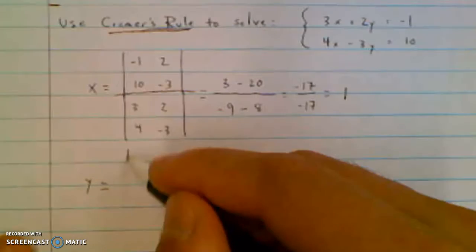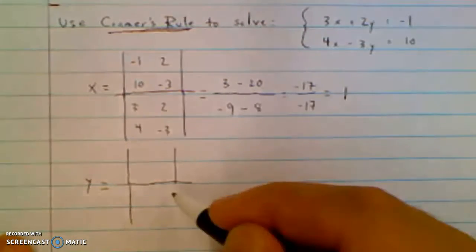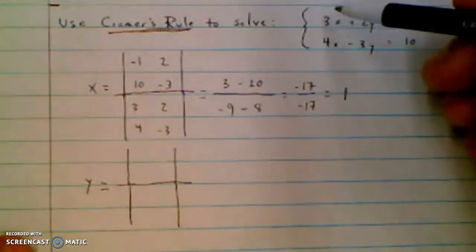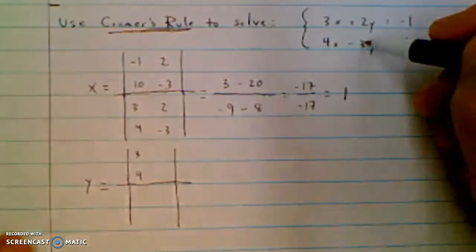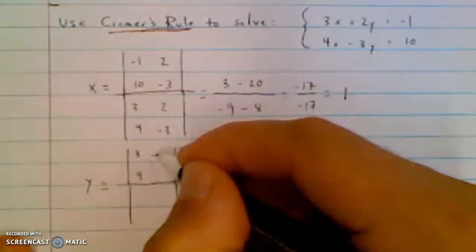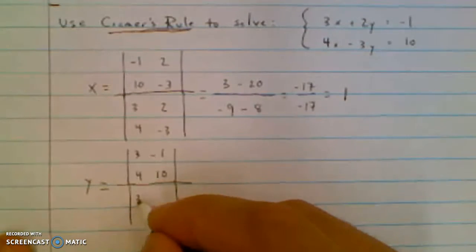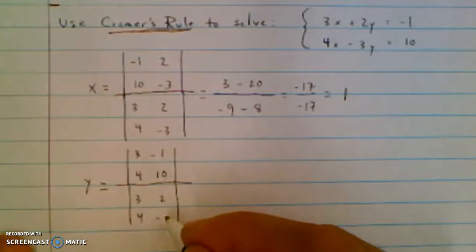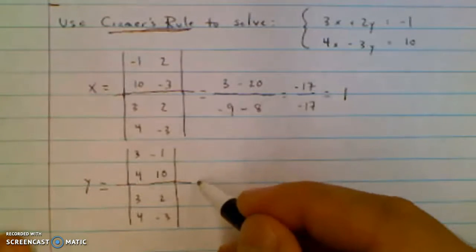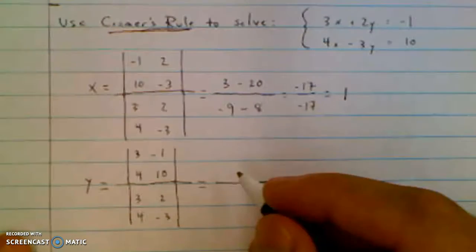For y, keep the x column, replace the y column with a constant column. On bottom, keep x and keep y. And again, this should be true always with Cramer's rule.